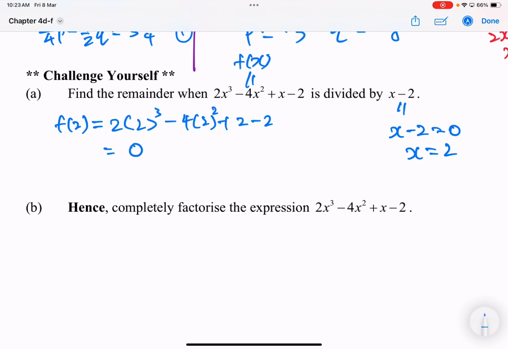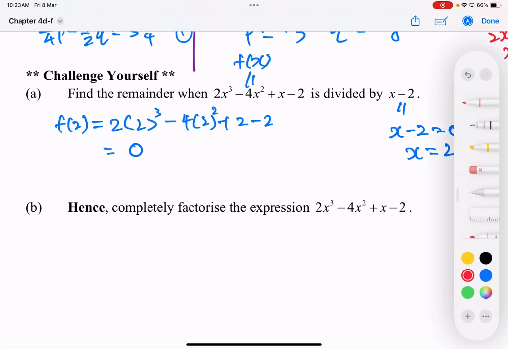Now, what does it mean when you get a remainder of 0? Please write it down: x minus 2 is a factor. Please write it down. x minus 2 is a factor. If you don't do that question, I will beat you up.